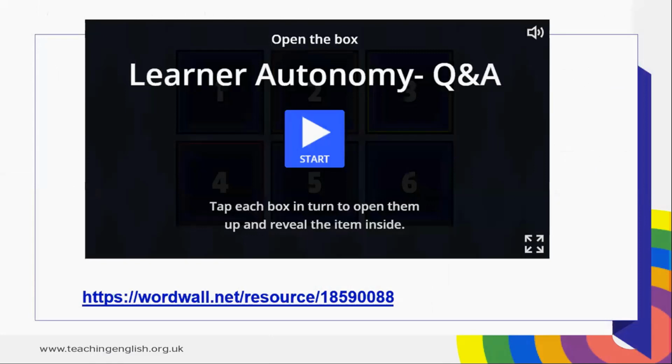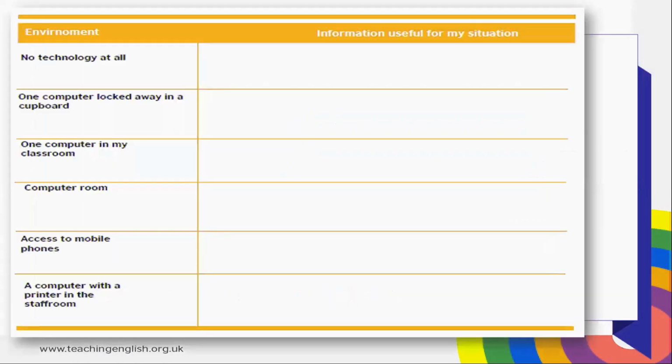Okay, we have here learner autonomy Q&A. This is a video. I'm going to send it to you on the WhatsApp group. And after watching it, we will discuss it more on the group. Okay? And here we have six types of classroom environment. This is an abstract from the resource book, and it's covering the idea of different styles of environments that we have at our schools. I need you to tell me whether you have this kind of environment or not.